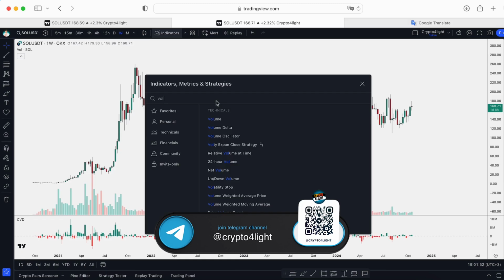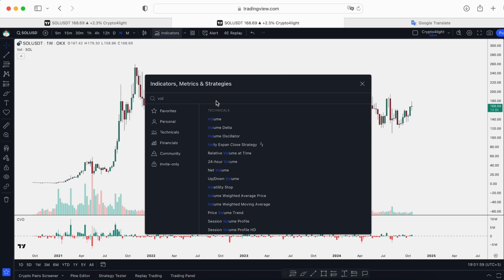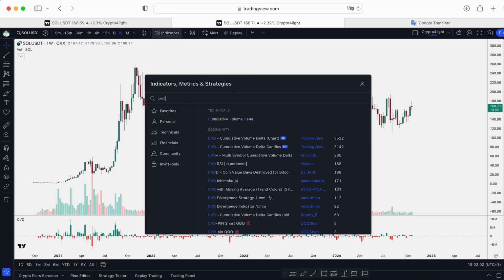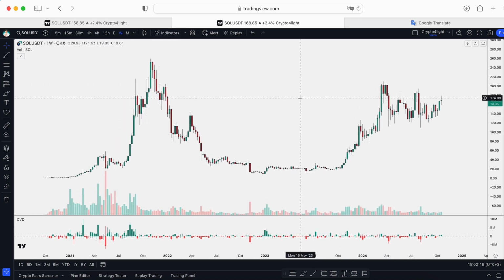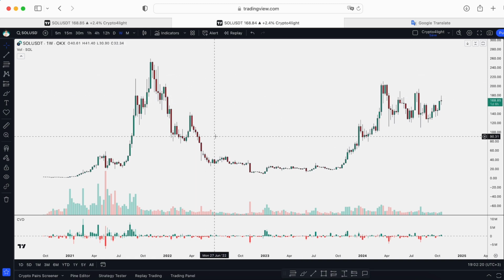The volume and the CVD are just basic standard indicators on TradingView. To find the volume, you need to type volume, this one, and CVD, Cumulative Volume Delta. You can add it to favorites if you will use it. Personally, I maybe used this indicator just one or two times in my life. But anyway, maybe for you, it will be useful.